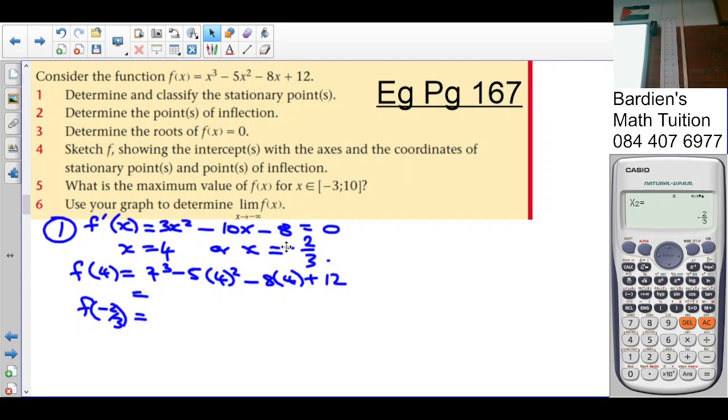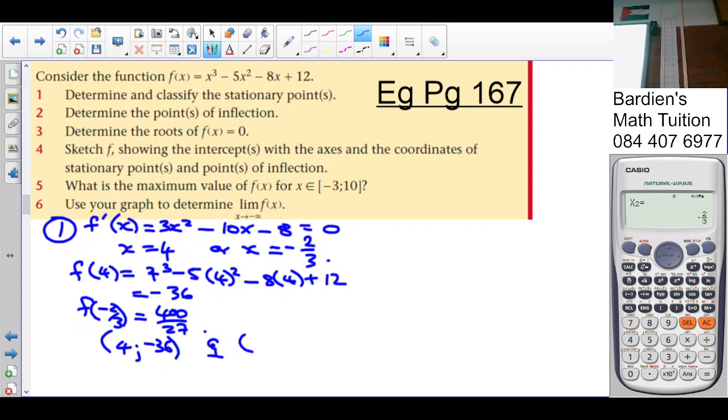Okay, so f of 4 works out to give us negative 36 and f of minus 2 over 3 is 400 over 27. Okay, you all agree with that? So the coordinates of the turning points are going to be 4 and negative 36, and negative 2/3 and 400 over 27.